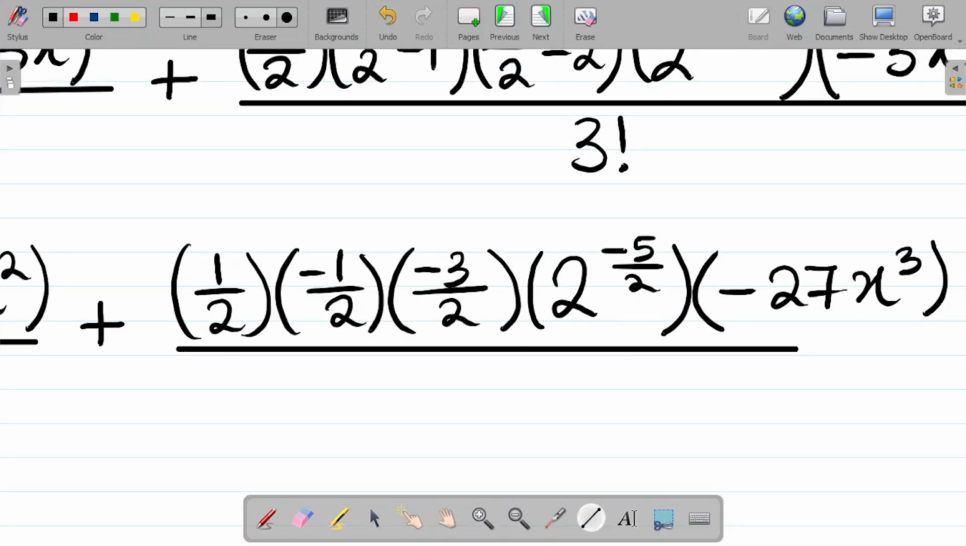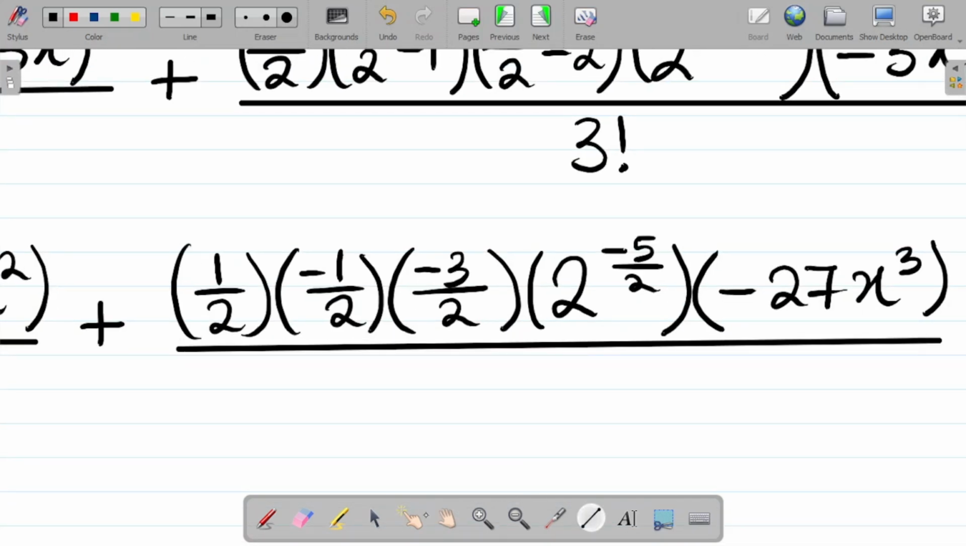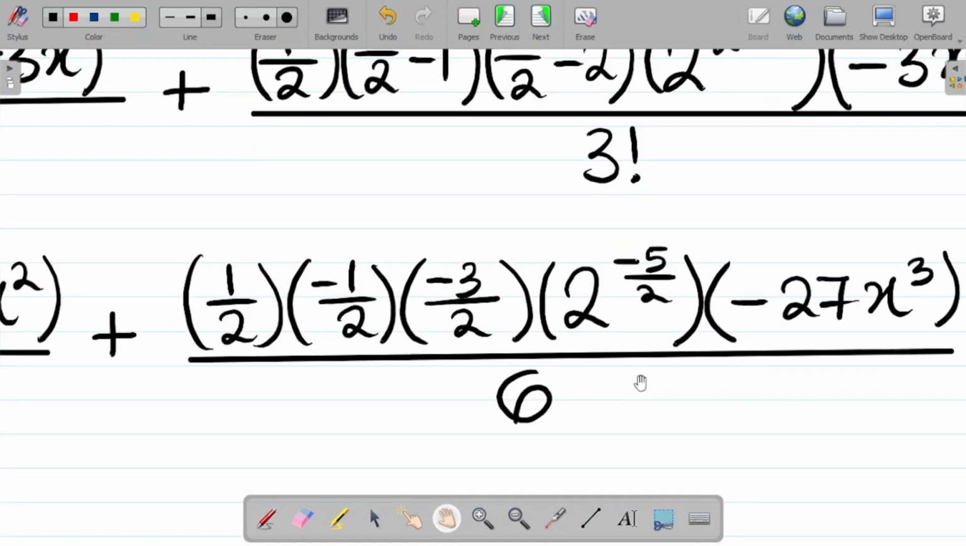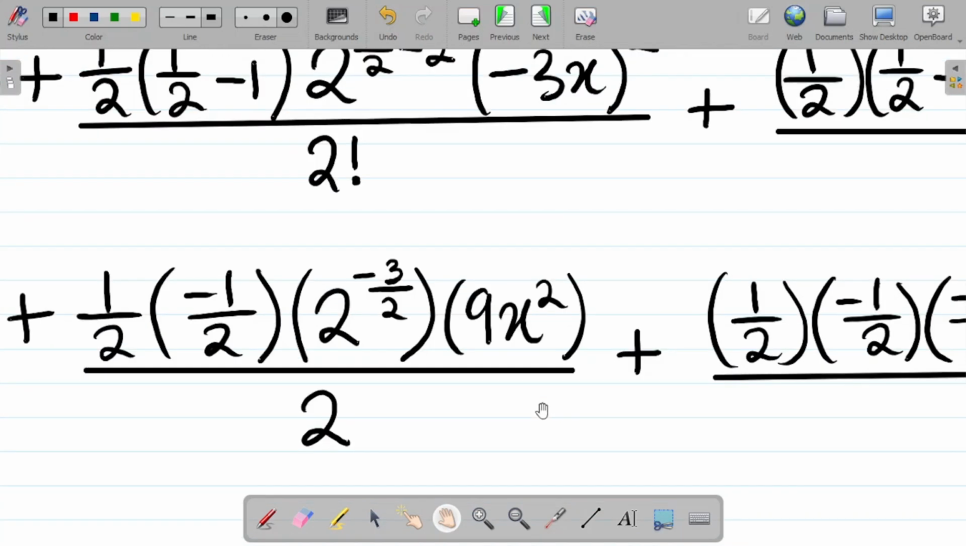this all over. Next thing you have there is 3 factorial. 3 factorial is equal to 3 times 2 times 1, and that gives you 6. So your value is 6. So 3 factorial, your value is 6. So that becomes all over 6. All right, so here's our next simplification.